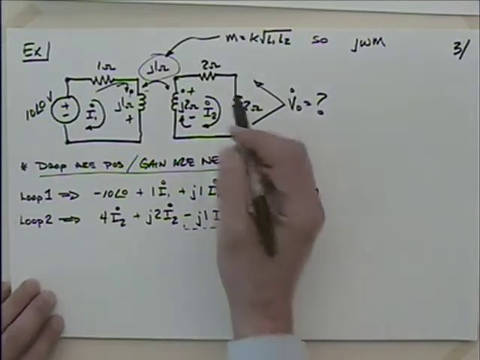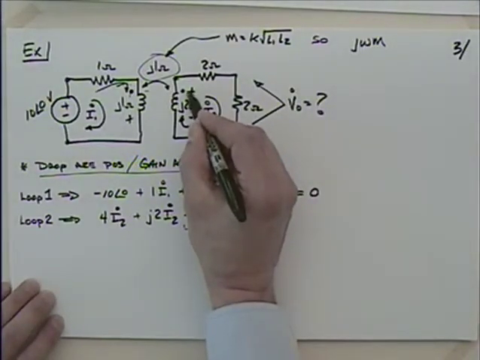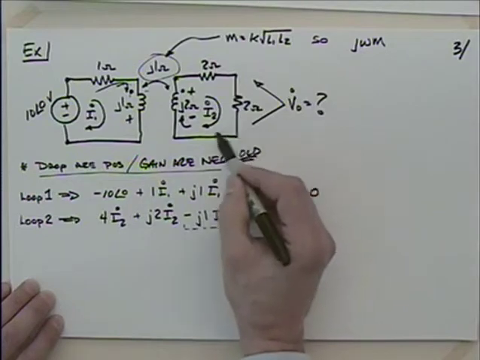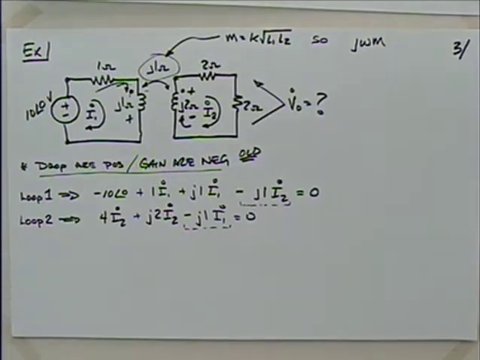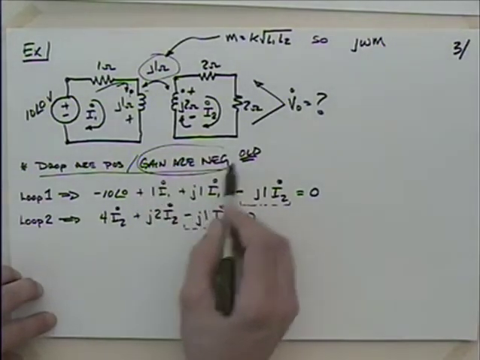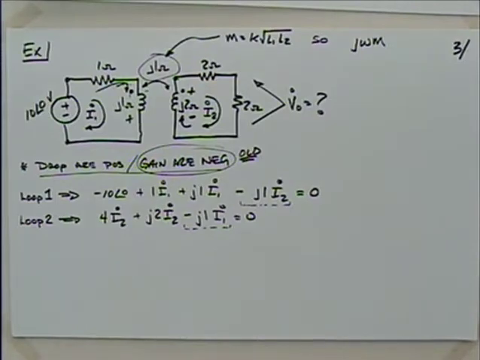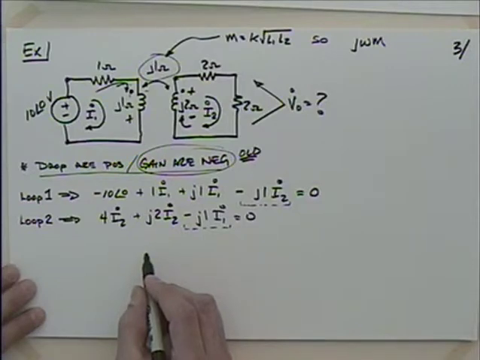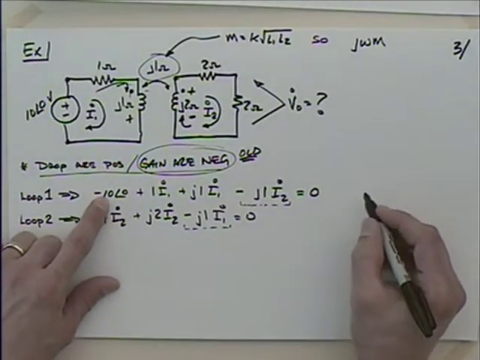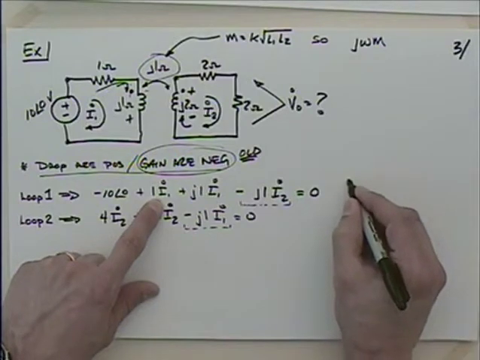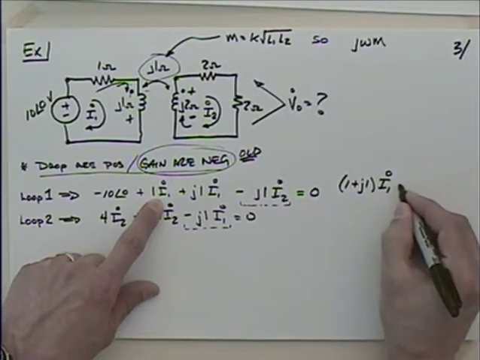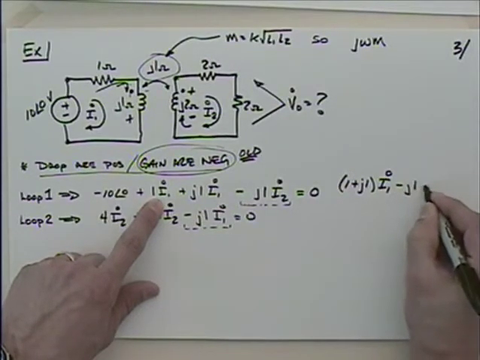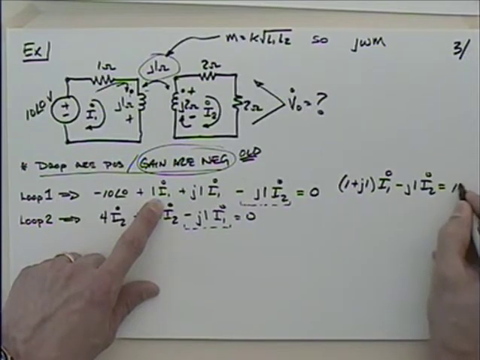Okay. Now, we're still not home yet because I've got this voltage here that's being induced. And as I go around this in the clockwise fashion, I'm going from negative to positive, which gets me a gain. And I treat gains how? Gains are negative. Okay, so I could put this all together if I wanted to. Let's see, I'd say that I have 1 plus j1 I1 minus j1 I2 is equal to 10.